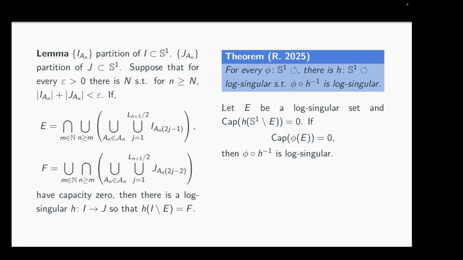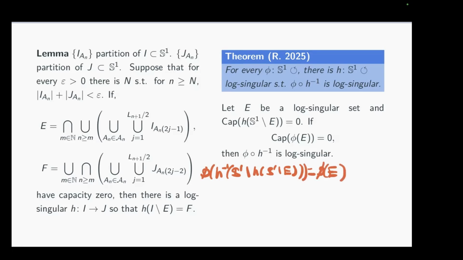Okay? Because if this happens, then our mapping is log singular, and this is very easy to check, because if you take this as your capacity 0 set, then if you take this set and you map it forward via h-1, then you get E. And if now you map it forward by phi, this has capacity 0.